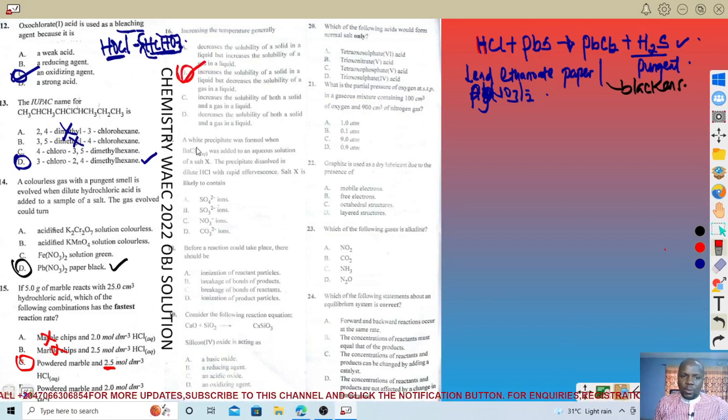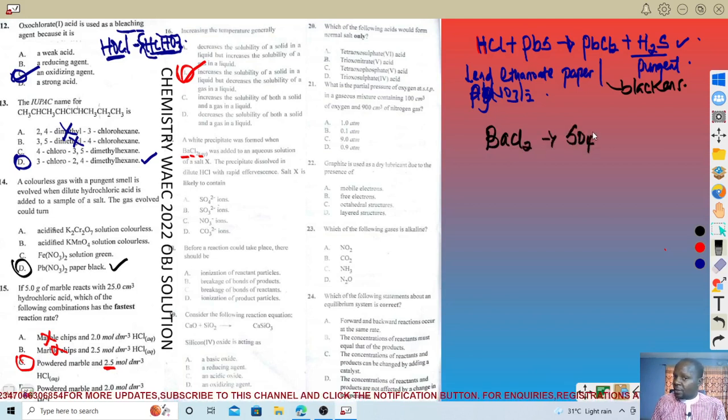The next one: a white precipitate was formed when barium chloride was added. This is a pointer. The moment you hear barium chloride, you think about a confirmatory test. You can use barium chloride to test for two things, the sulfate ion and the sulfite ion. In fact, you can use it to test for thiosulfate, S2O3, but I am not going into that. But basically, we use this.